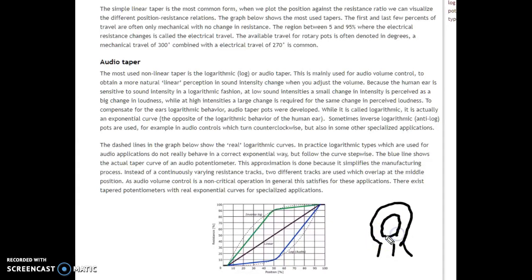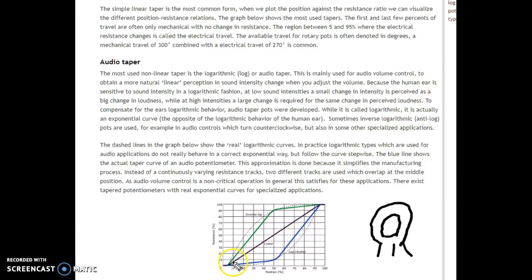So the POT can adjust from, let me use a different color there, if I can. That way it's a little more perceptible. POT can adjust from this point all the way around to about that point right there. So about 270 degrees is what we get out of those. And when you look at this chart, it explains the difference between a linear and a nonlinear.